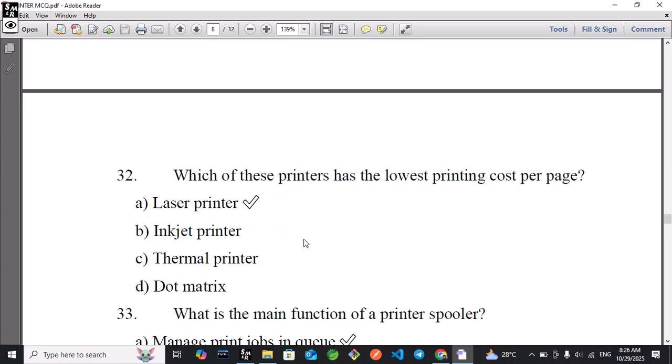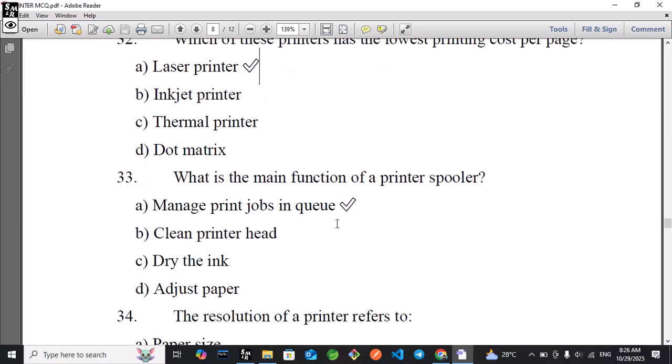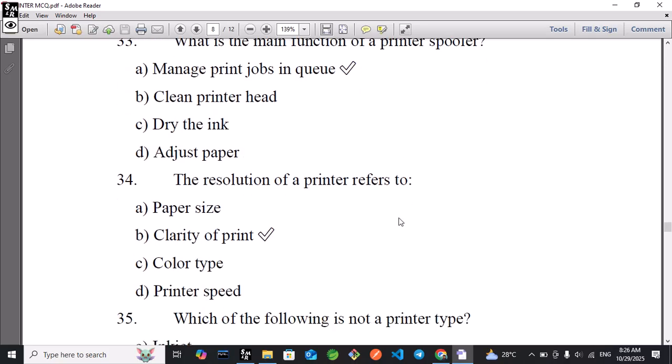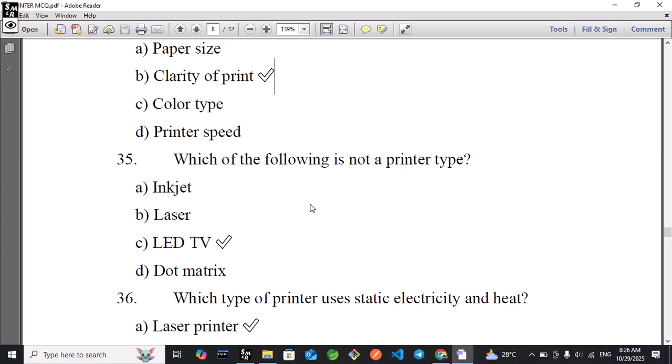Which of these printers has the lowest printing cost per page? Laser printer. What is the main function of a printer spooler? Manage print jobs in a queue. The resolution of a printer refers to the clarity of print. Which of the following is not a printer type? LED, because it is a TV.